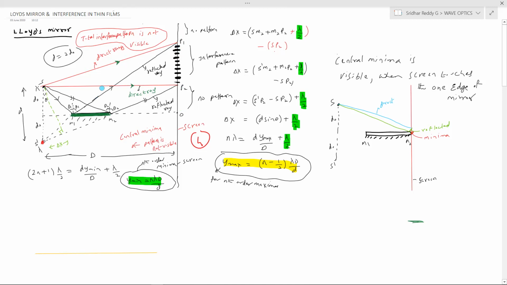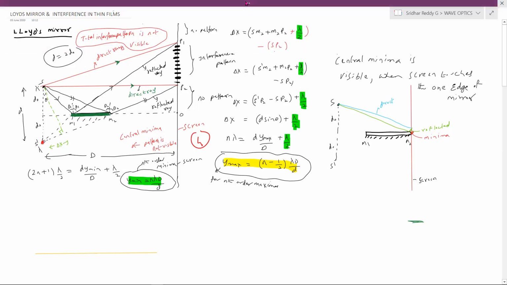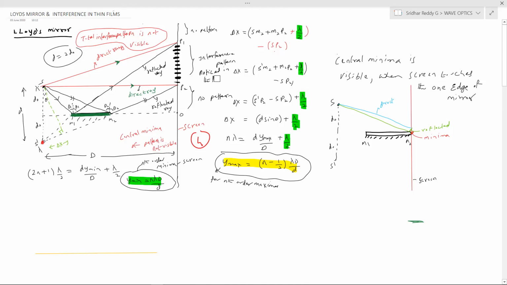The reason is that this is the field of view for the reflected rays. So where can we see the interference pattern? Only in the field of view of the mirror. Simplest way: the interference pattern is noticed in the field of view. This is something very important, I feel.